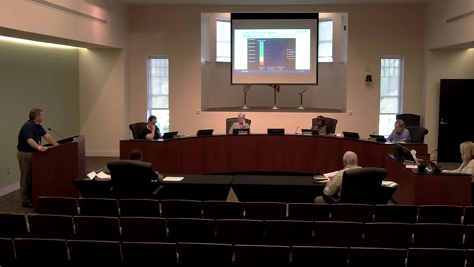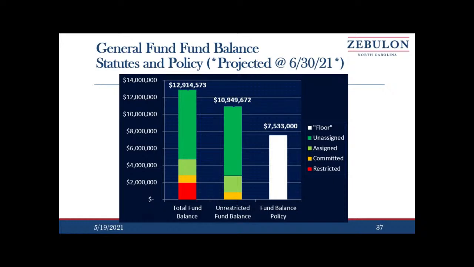So now we're going to take a look at my projections for June 30, 2021 numbers. You see here, I have a projection of about 12.9 million on the total fund balance. Of that, just shy of 11 million would fall into the unrestricted categories. And then based on the recommended budget of 15 million and change, that would put our 50% floor, based on our policy, at about 7.5 million.